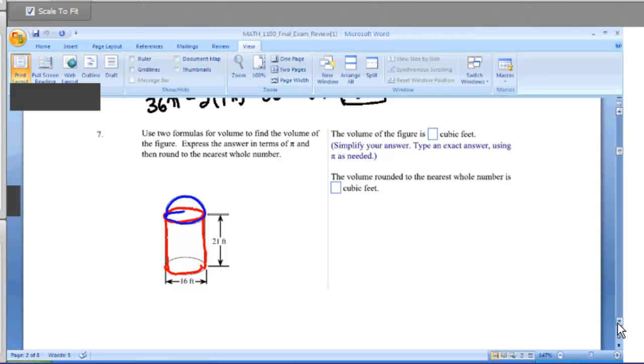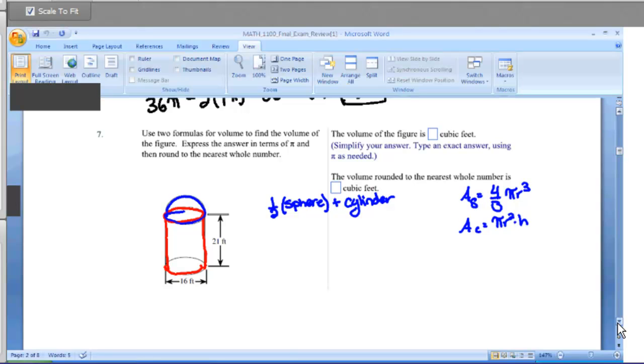So we need to find the volume of the whole object. It's 1/2 of the sphere plus cylinder, or can shape. So we need to know the formula for both. So the volume of a sphere is going to be 4/3 pi r cubed, and the volume of the cylinder is going to be pi r squared times h, so that's just the circle on the bottom times the height.